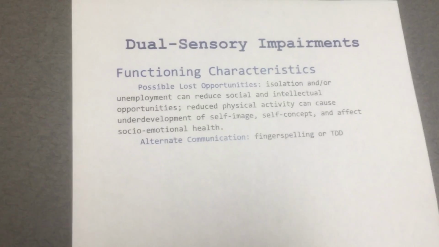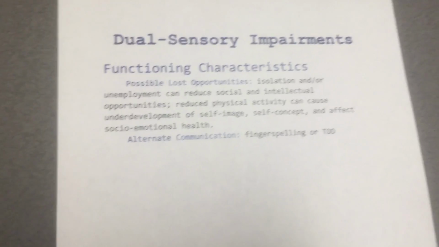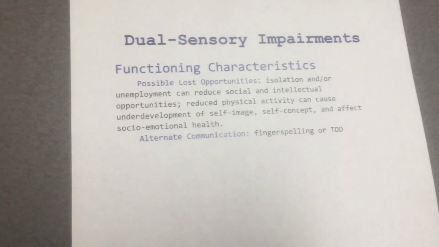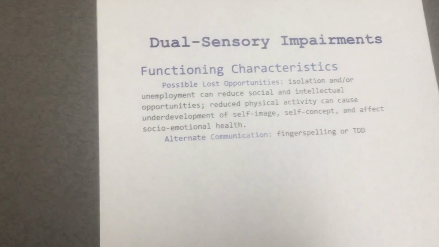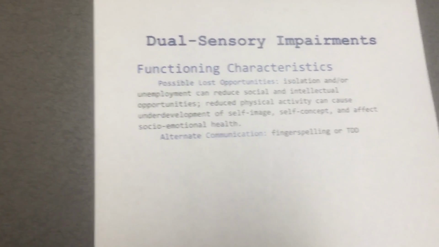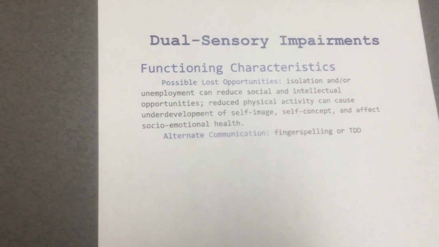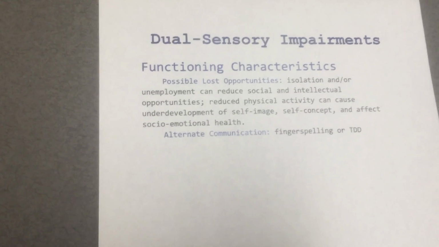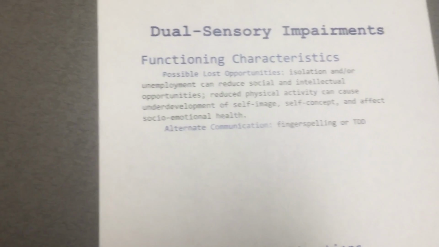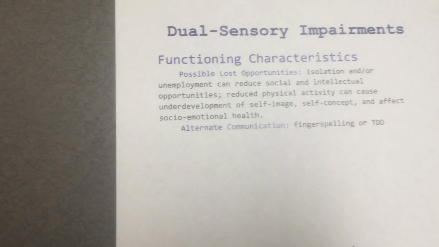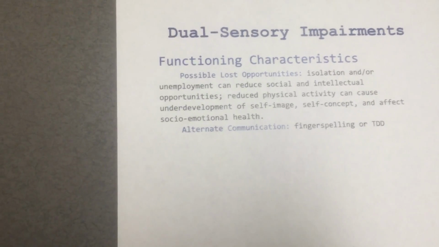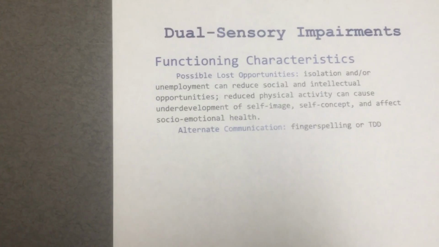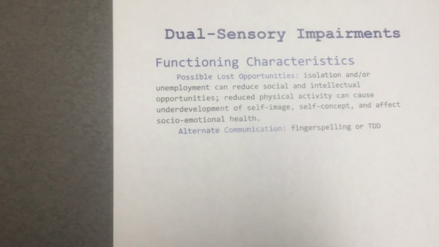But I'll go ahead and talk about the dual sensory impairments. So bear with us, we're just about there. It's a big chapter, but some of the functioning characteristics are possible lost opportunity. This is isolation or unemployment that can reduce social and intellectual opportunities. Reduced physical activity can cause underdevelopment of self-image. So we talk about that as opportunities these people have, like their self-concept, and the effect of the social environment.